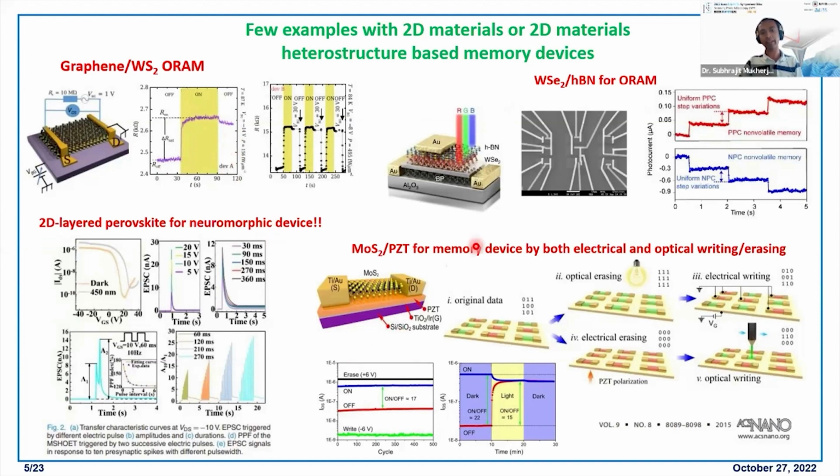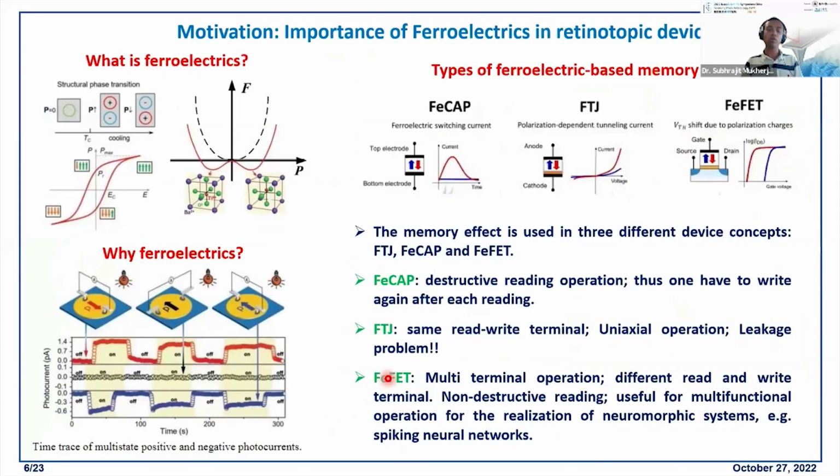There are several examples using WSe2 on hBN or MoS2 on PZT. PZT is a ferroelectric material, for which optically writing or electrically erasing functionalities can be done. But we are interested in using ferroelectric 2D materials.